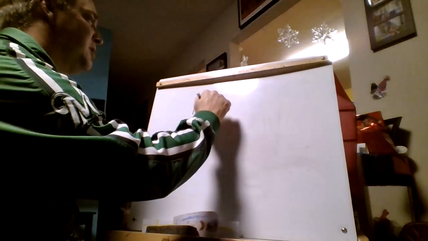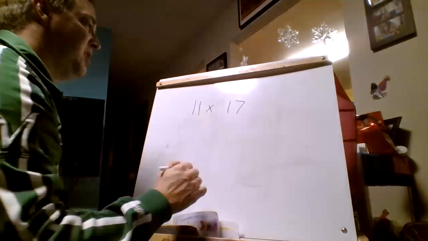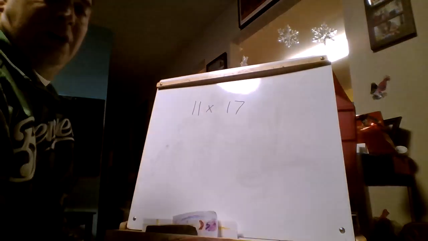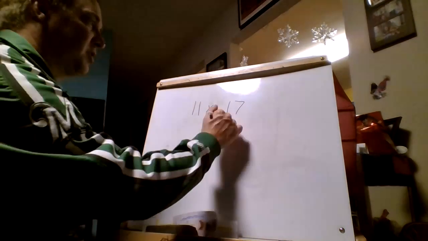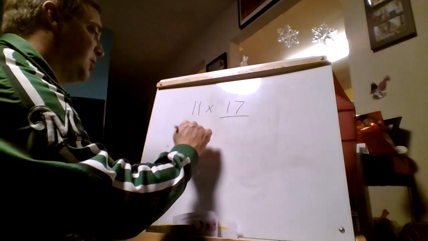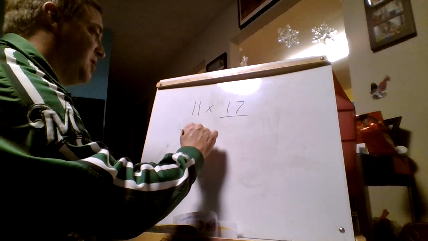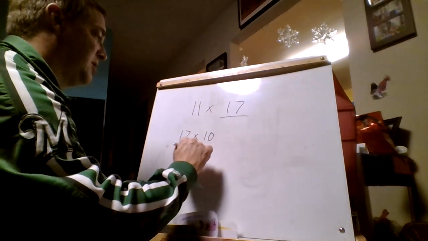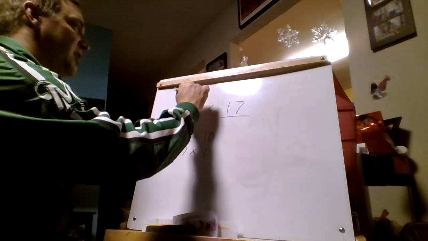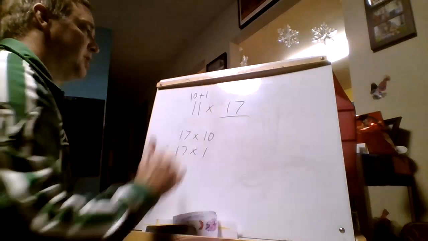Let's do a little bit of multiplication now. So if we had a number like, let's say we had 11 times 17, there's a couple ways you can do this, and I want you just to pick whichever method makes more sense to you. I always try to pick the biggest number, in this case 17. So I would do 17 times 10 and 17 times 1, because I'm breaking 11 into 10 plus 1.